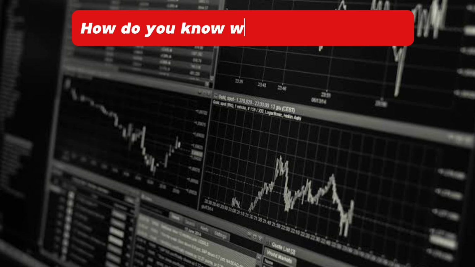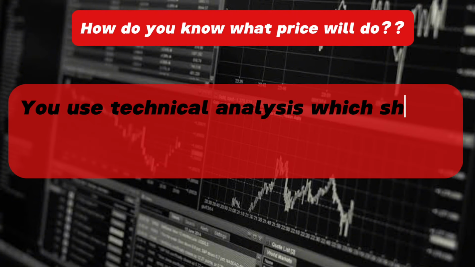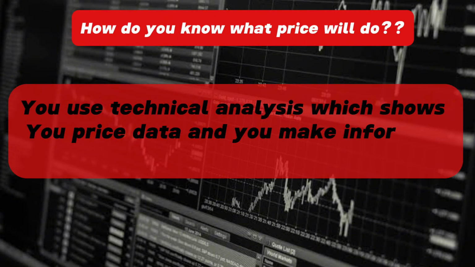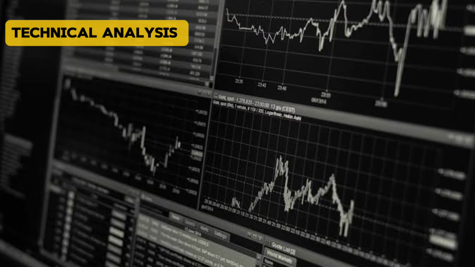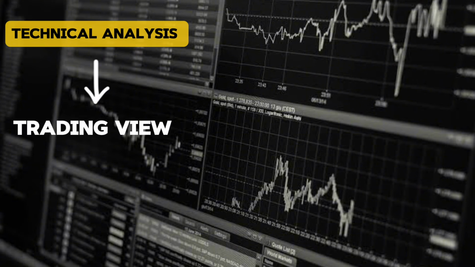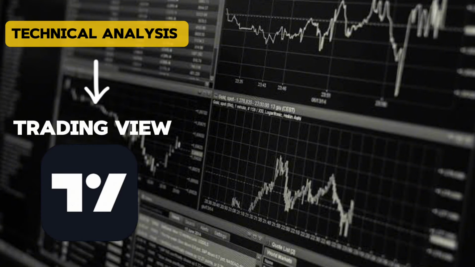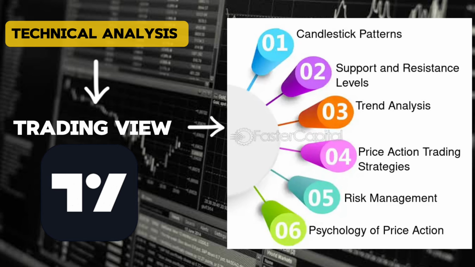How do you know what price will do? For you to know what price will do, you need technical analysis. This shows you price data and you make informed trading decisions based on that. For technical analysis, you use TradingView. In TradingView, you see your chart patterns, your candlestick patterns, market structure, smart money, supply and demand, etc.